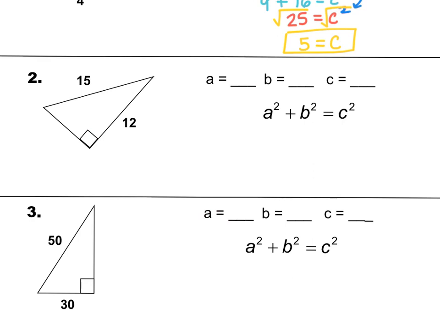Moving on to number 2. Where is your hypotenuse this time? We'll look for the right angle. The hypotenuse is opposite the right angle. So our c is 15. That means 12 is one of the legs. It doesn't matter where we put it. It could go in a or b. But if we put it in b, we're looking for a. If we put it in a, we're looking for b. So make your choice. And now let's substitute and solve.